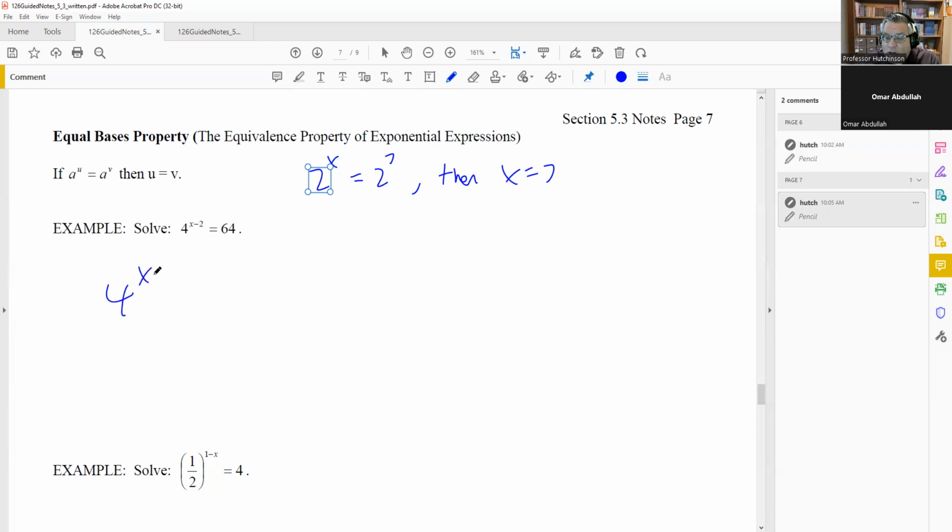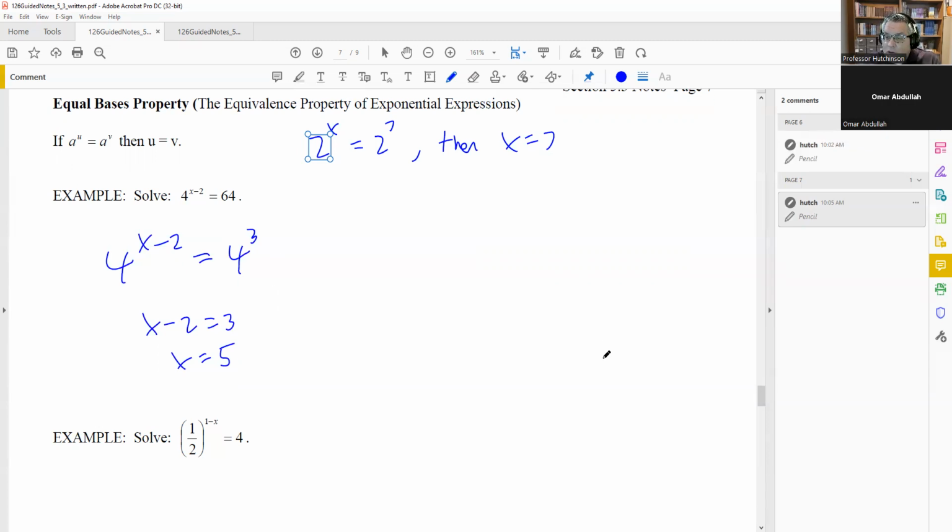So we have 4 to the x minus 2, and then 64 can be written as 4 times 4 times 4, or 4 cubed. So then since the bases are equal, we're going to set the exponents equal. X minus 2 equals 3. Add 2 to both sides, and we get a 5. So 5 is going to be your answer. That's using the equal basis property.